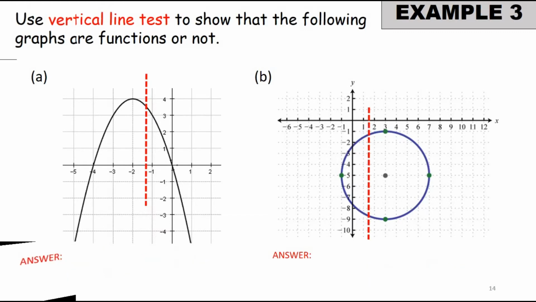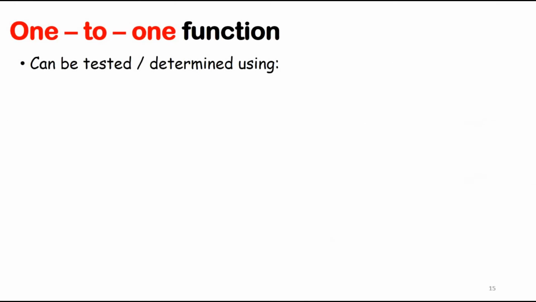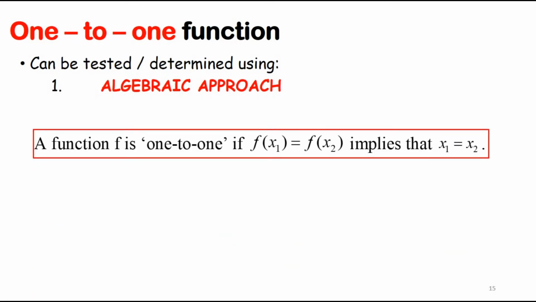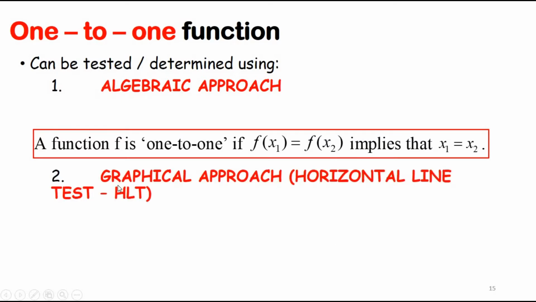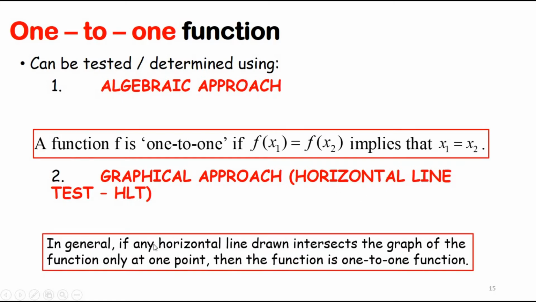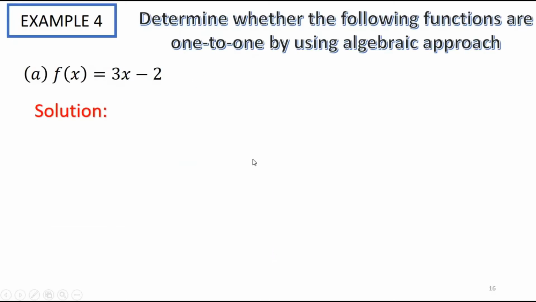For a one-to-one function, it can be tested by using the algebraic approach, or you can use the graphical approach. For the algebraic approach, a function f is one-to-one if f(x1) equal to f(x2) implies that x1 equal to x2. By the graphical approach, we use the horizontal line test. In general, if any horizontal line drawn intersects the graph of the function at only one point, then the function is a one-to-one function.